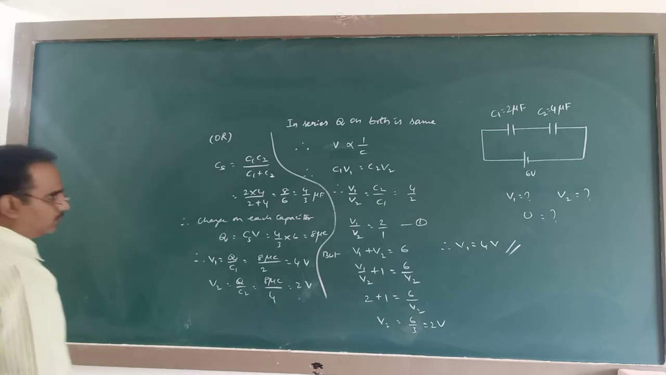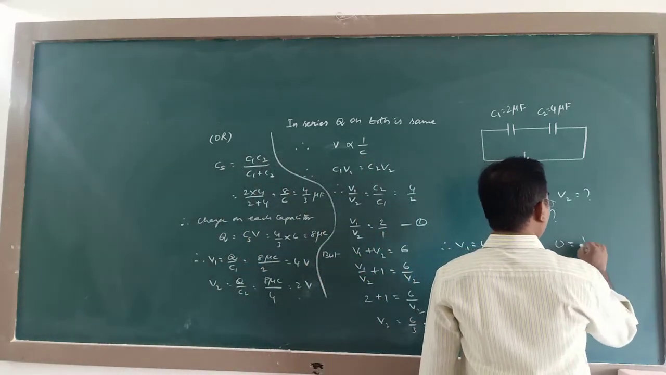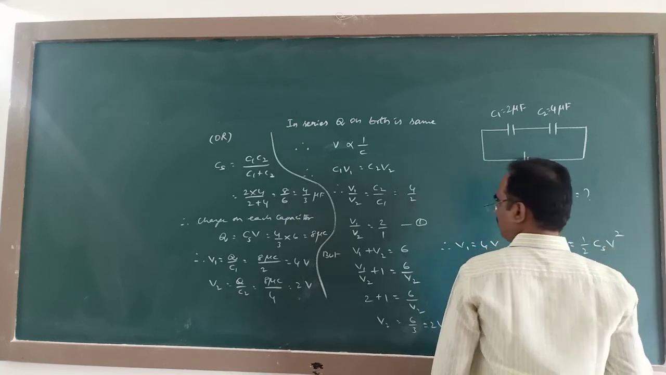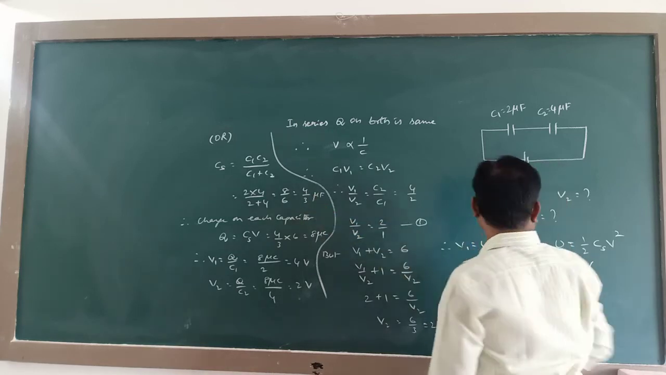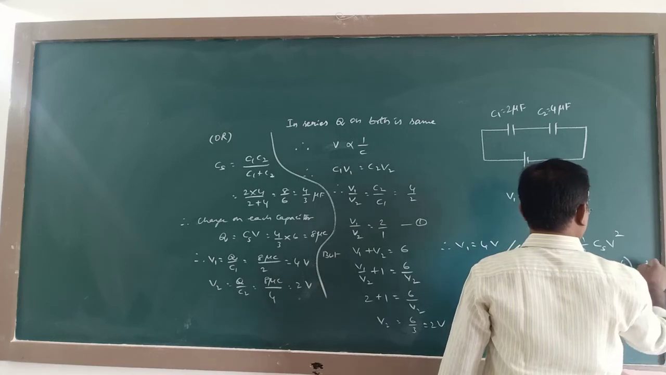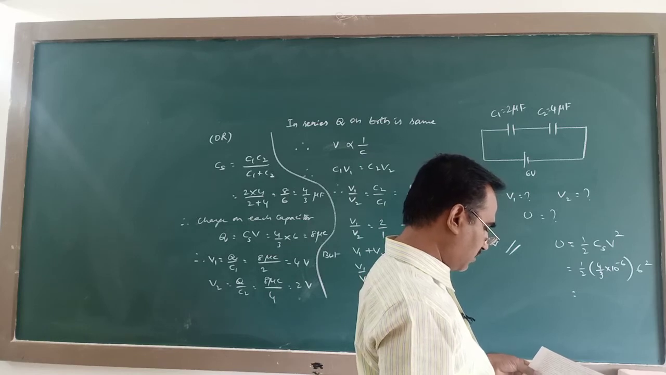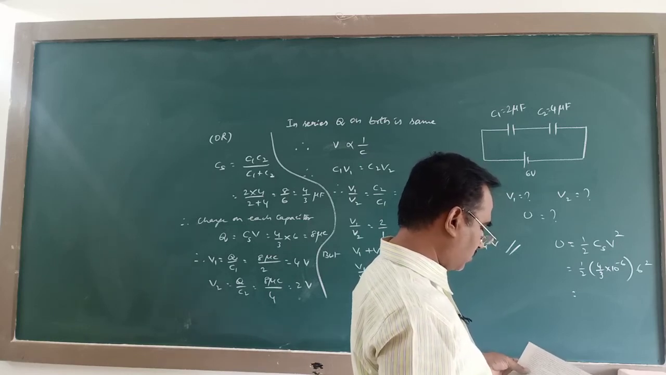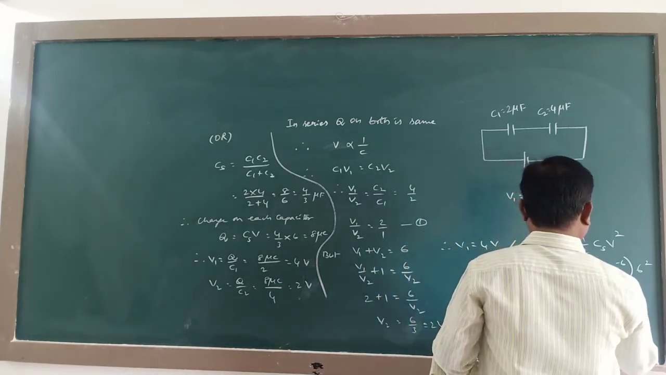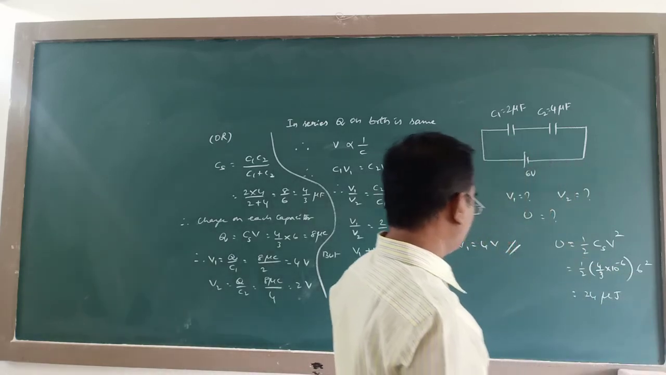So in the second part of the problem, you are asked to calculate energy stored, U. Energy stored in the combination. So it is half CSV square. That is half, what is the CS? 4 by 3 in 10 to the power of minus 6 and 6 square. So you do this calculation, it comes to be nearly 24 in 10 to the power of minus 6 joule. So roughly you will get this much.